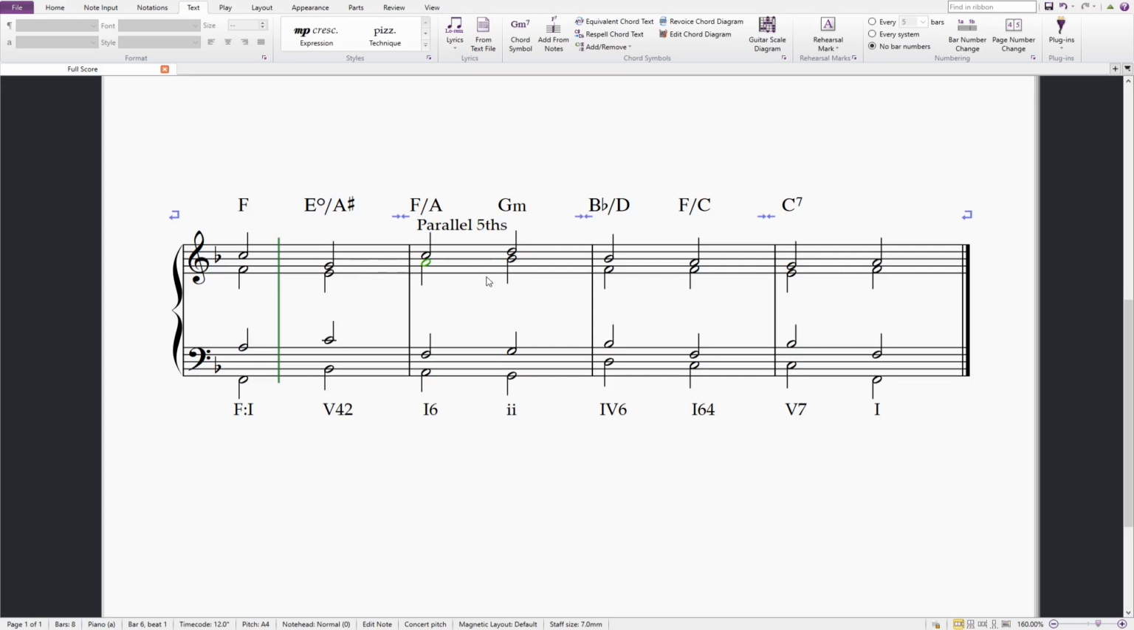On top of that, you've got some parallel fifths going on here between your tenor and soprano. So F to C, and then G to D. So parallel fifths between the tenor and the soprano right there. Bit of an issue. Okay, the rest of this is fine.